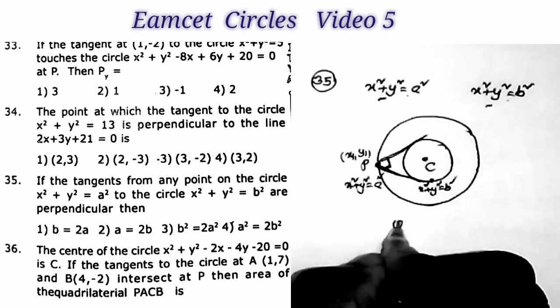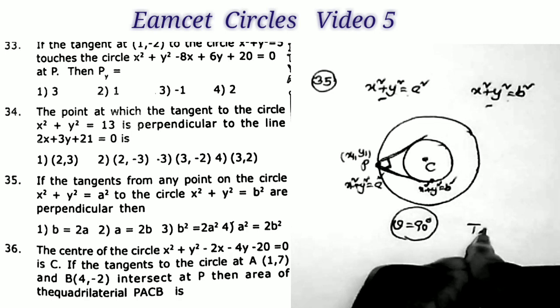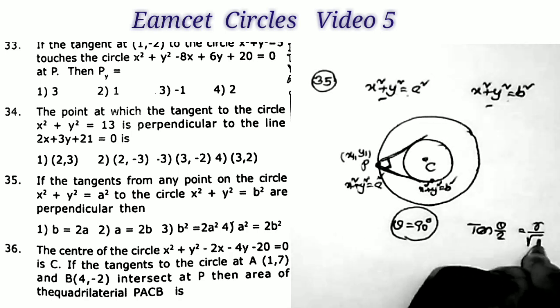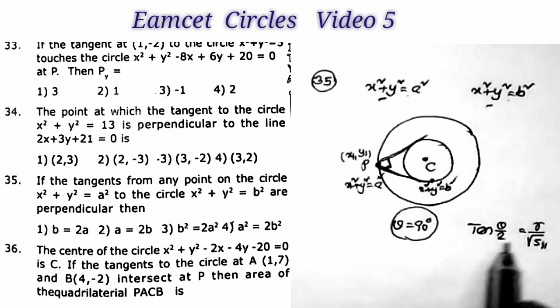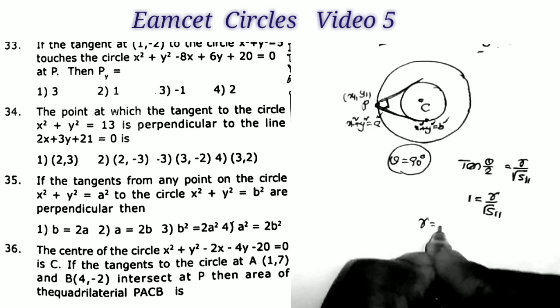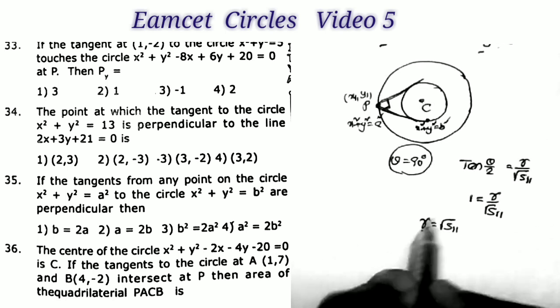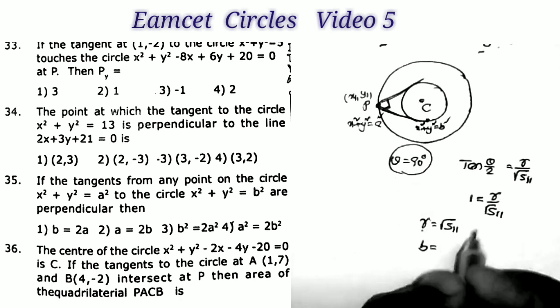Clearly here, given that theta is equal to 90 degrees. Now what is the formula for the angle between the tangents? Tan theta by 2 is equal to r by root S11. Given that theta is equal to 90, tan 90 by 2 is tan 45, which is equal to 1. Now taking the cross product, we get r is equal to root S11. Now what is the r value? R means the radius of the second circle, so we take it as b.